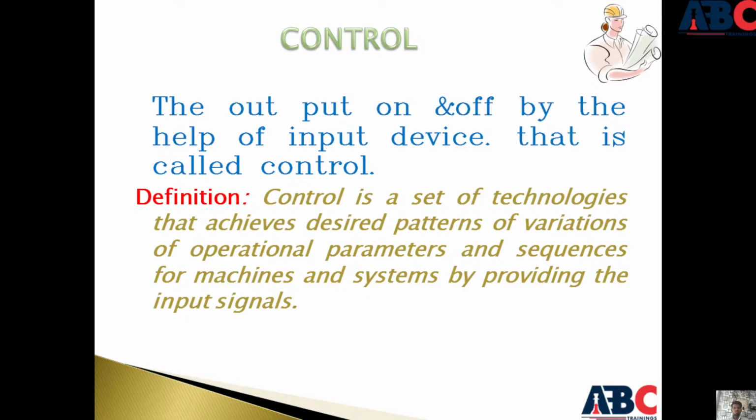So, first of all, we are going to learn what is control. The output on and off by the help of input devices is called control. Control is a set of technologies that achieves desired patterns of variation of operational parameters and sequences for machines and systems by providing the input signal.